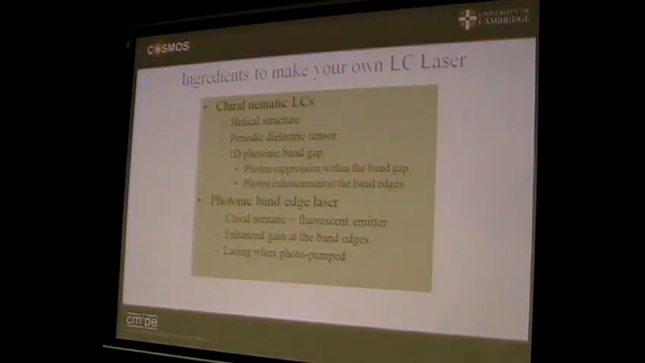So, what are the ingredients? I want you to go back to your laboratories, get your molecular cooking set out, and actually use these ingredients to make your own liquid crystal laser. It's very straightforward, providing you know what to do. So what do you need? I'm going to talk initially about the one-dimensional lasers, if you will, the chiral nematic systems, but you could equally have a Bragg laser as I'll show you towards the end. So what do you need?